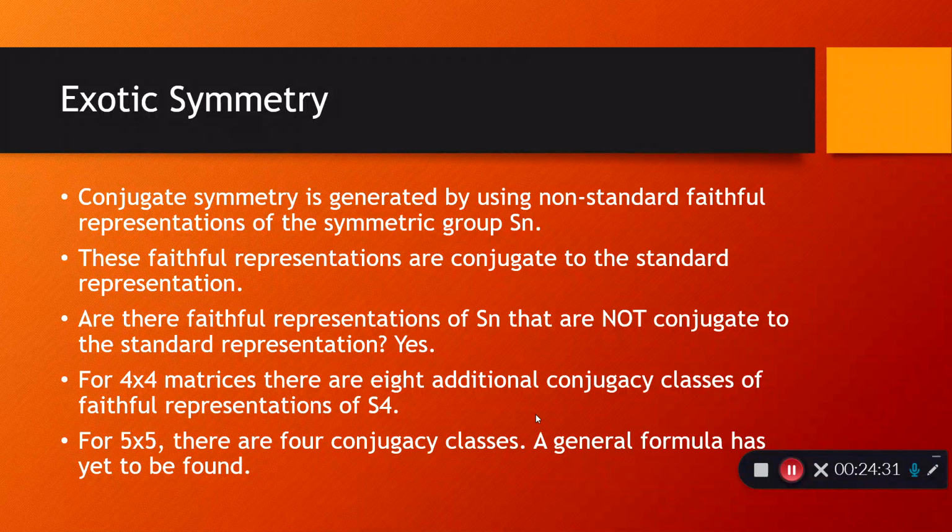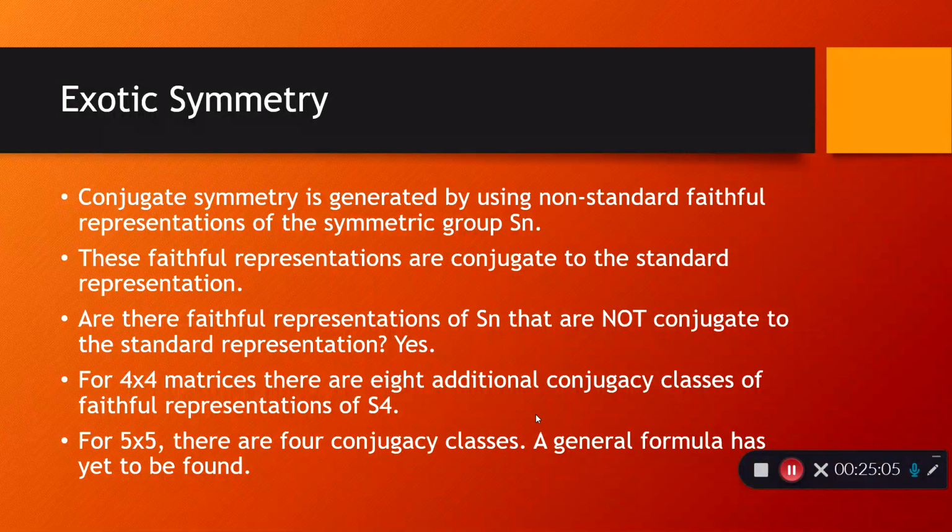Exotic symmetry. We use conjugate symmetry by using non-standard faithful representations of the symmetric group S sub n. These faithful representations are conjugate to the standard representation, which makes us want to ask the question, at least it should, are there faithful representations of S sub n that are not conjugate to the standard representation? And the answer is yes.